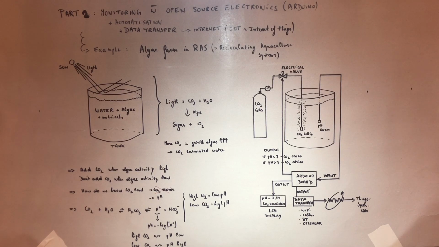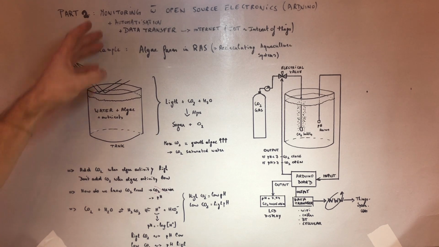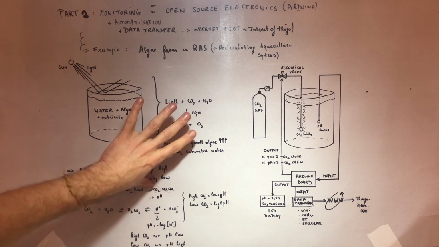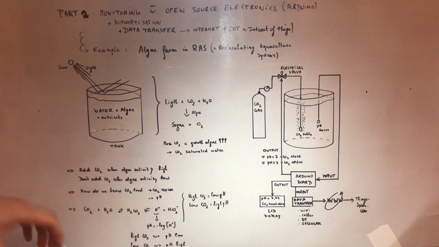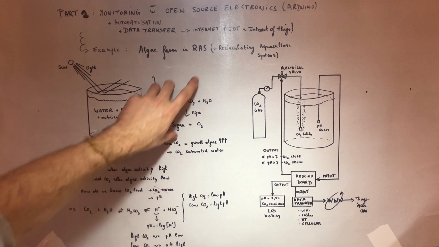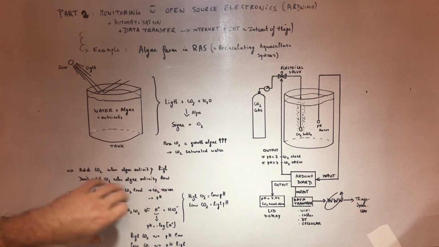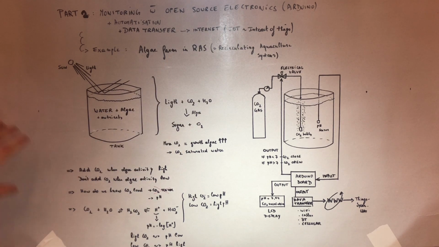Okay, so the second part of the monitoring with open source electronics, Arduino, with the automatization we already discussed, but now we're going to add data transfer. More specifically, data transfer to the internet. This is also called the IoT, or the Internet of Things, because you're connecting appliances directly to the internet and you're monitoring, but you can also control appliances directly from the internet.